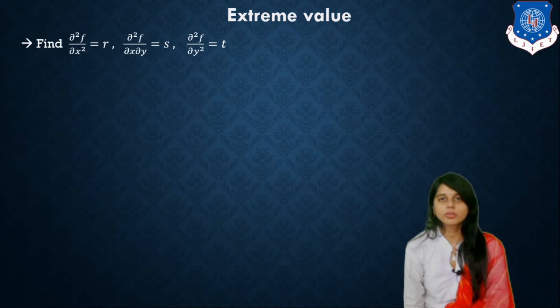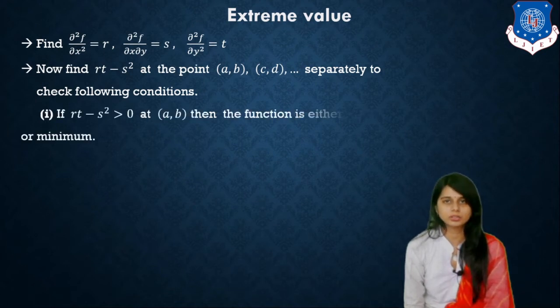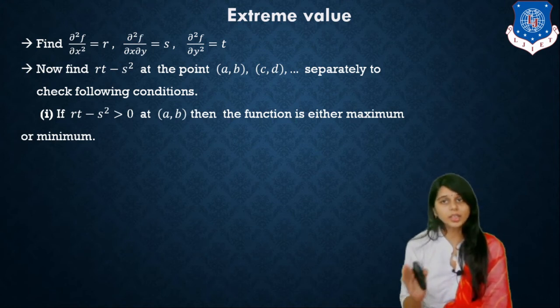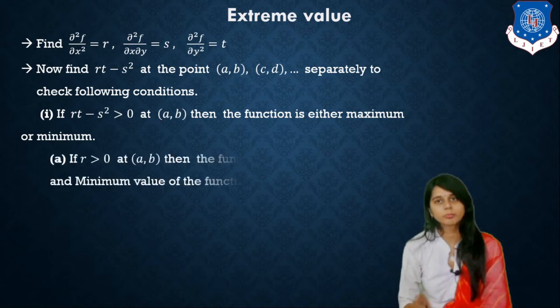Find del square f upon del x square equal to r, del square f upon del x del y equal to s, del square f upon del y square equal to t. Now find rt minus s square at the points (a, b), (c, d) separately, according to the following conditions. First, if rt minus s square is greater than 0 at (a, b), then the function is either maximum or minimum.